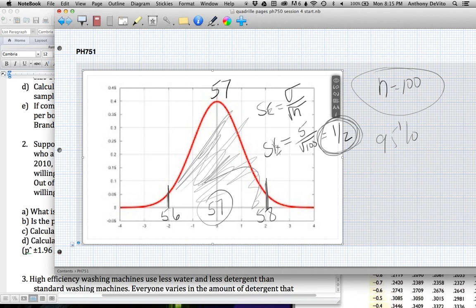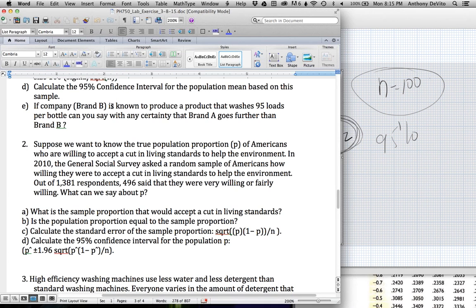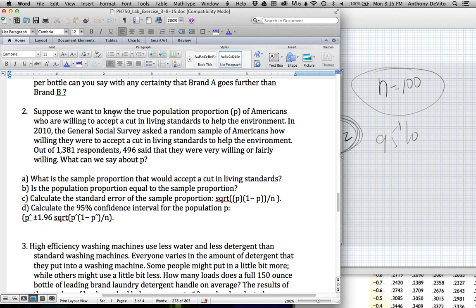So in other words, if we know that the population mean is really 57, which we don't, that's what we would expect. Okay, so let's move on.